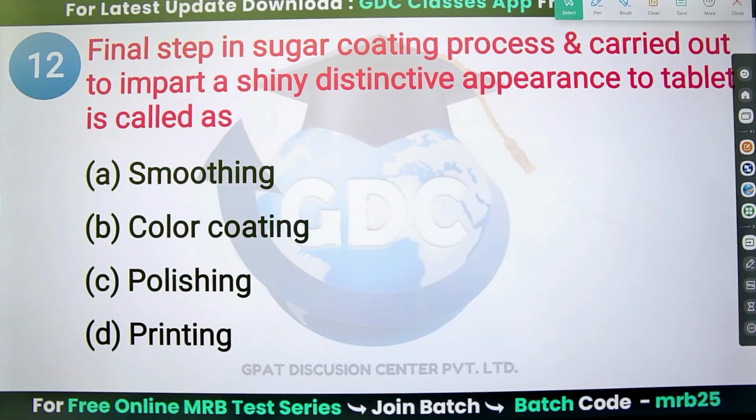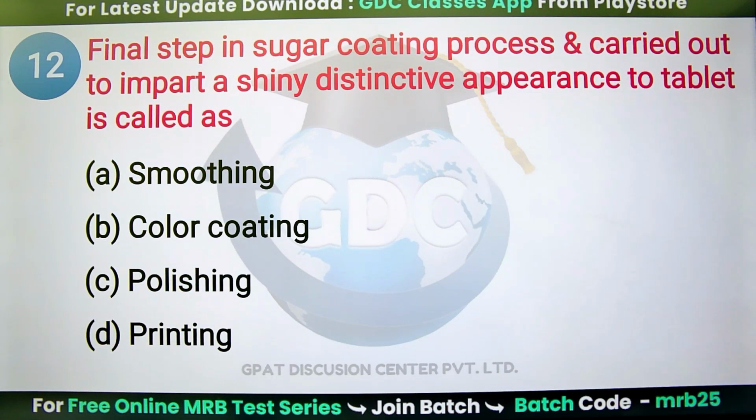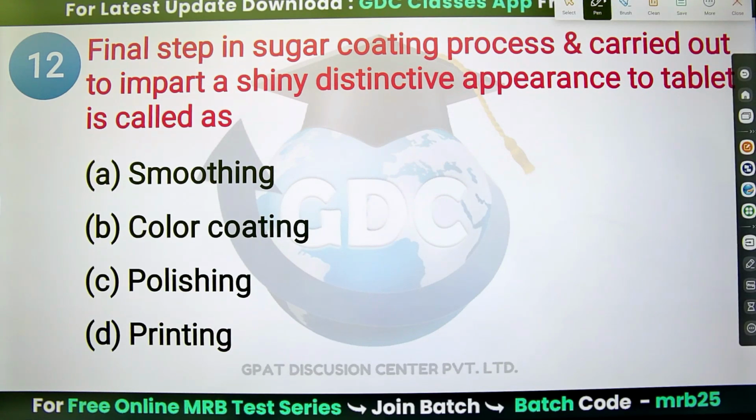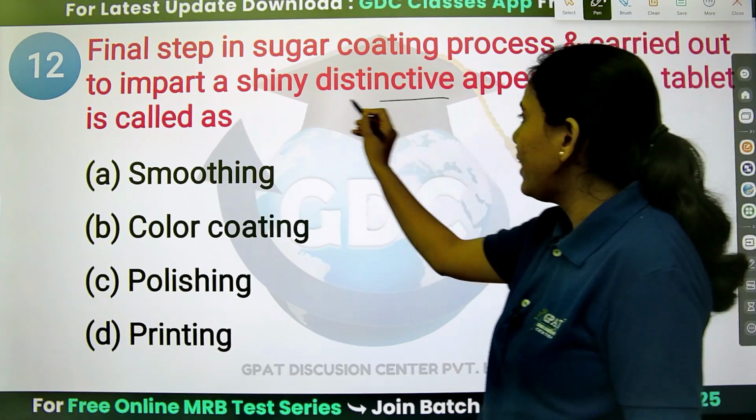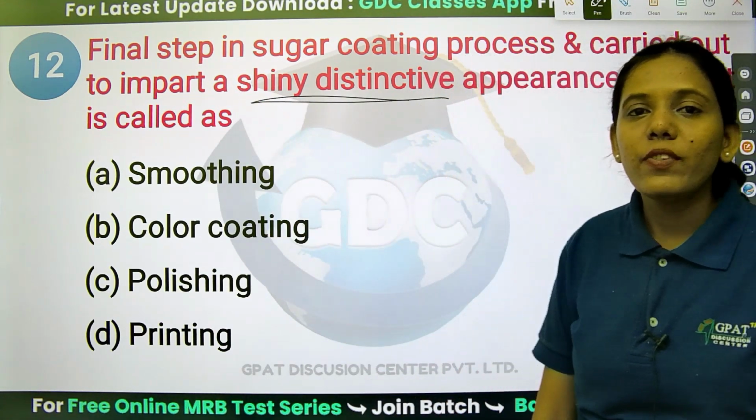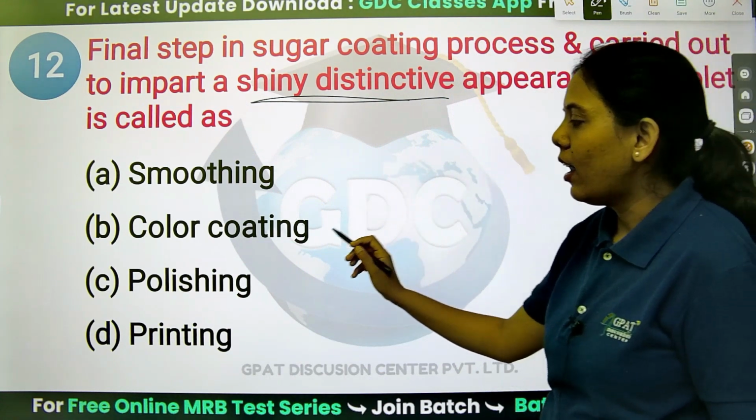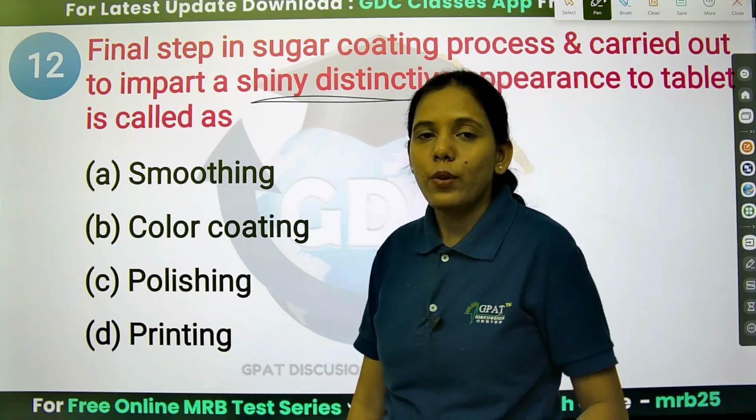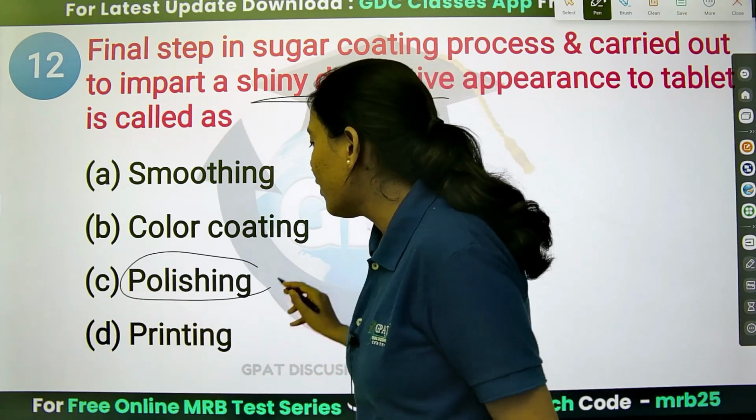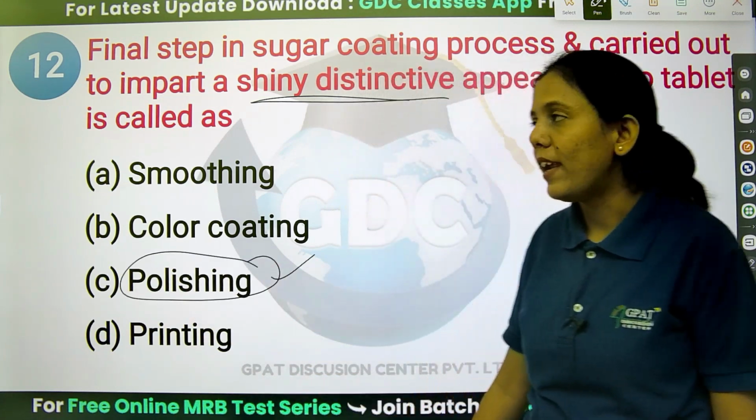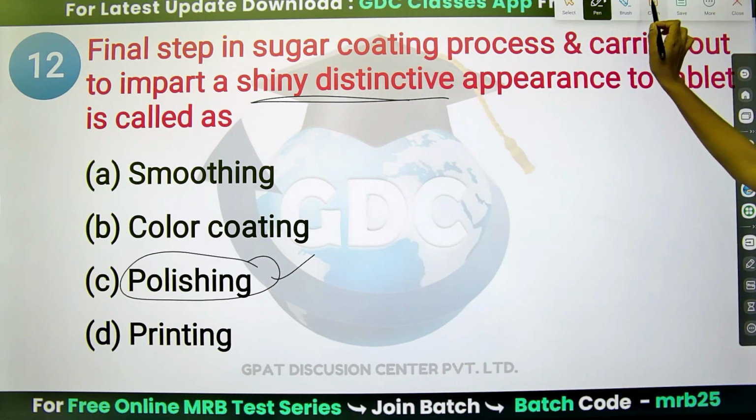The next question: the final step in the sugar coating process, carried out to impart a shiny distinctive appearance. This word itself tells you what should be the answer. Smoothing, color coating, polishing, printing. So in that, polishing is the final step where we will do to get that shiny distinctive appearance.